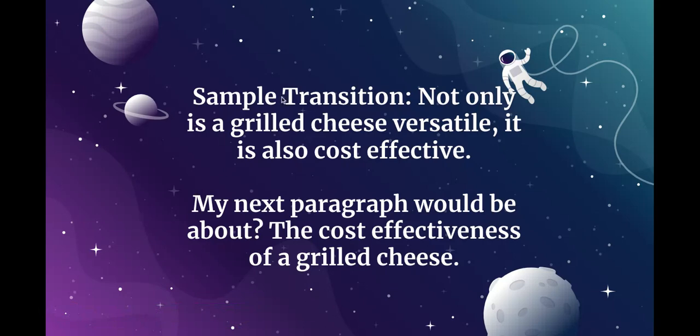So if I spent my first paragraph talking about why the grilled cheese sandwich is versatile, then I'm going to have a transition that looks like this. And this is going to be the very last sentence of that paragraph. And it says, not only is a grilled cheese versatile, it is also cost effective. This tells my reader that my next paragraph will be about, ding, ding, ding, the cost effectiveness of grilled cheese. And again, this is a very simple step that you can do that kicks up your essay to the next level.